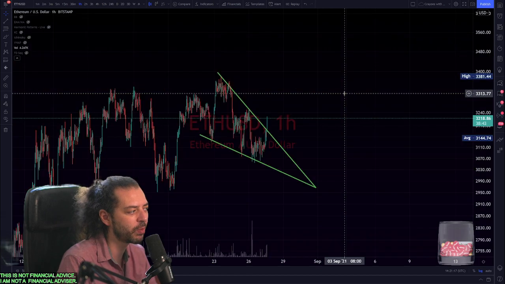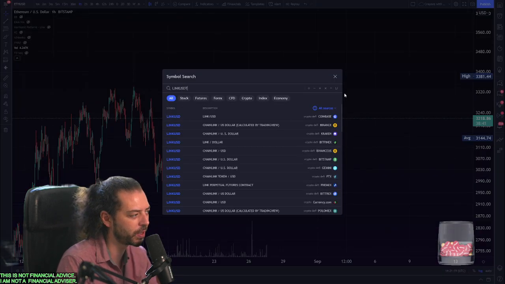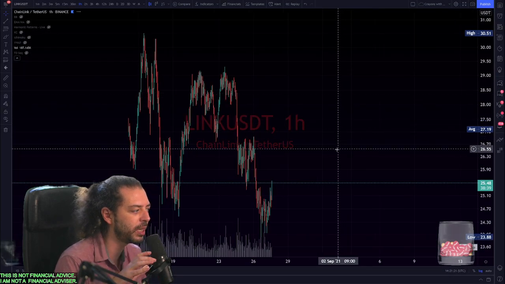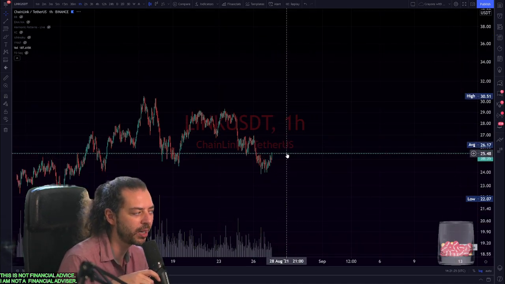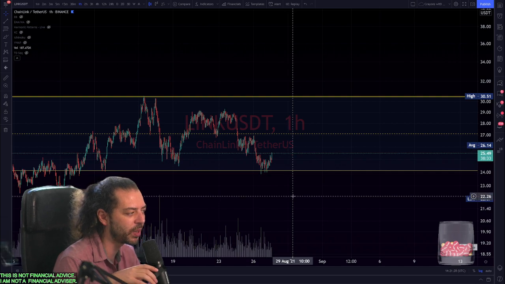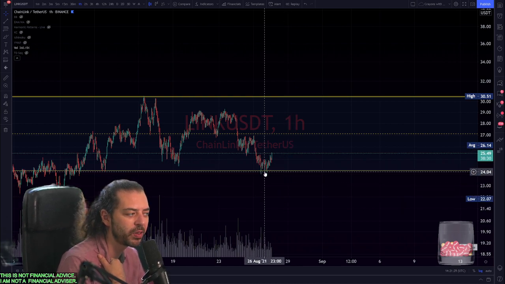Let's do another quick round of have you spotted it, or did I spot it first? Chainlink USDT. We're above $25. Did you spot that, or did I spot that first? I spotted that we're above $25. Here's this. Did you spot that we found support in here at the lower end of that parallel channel?